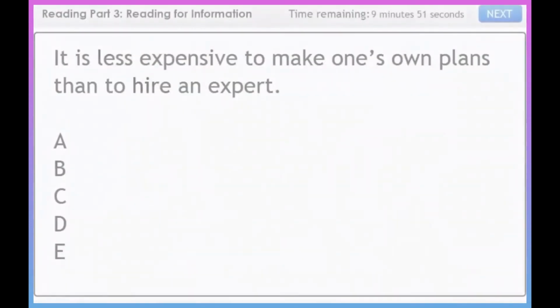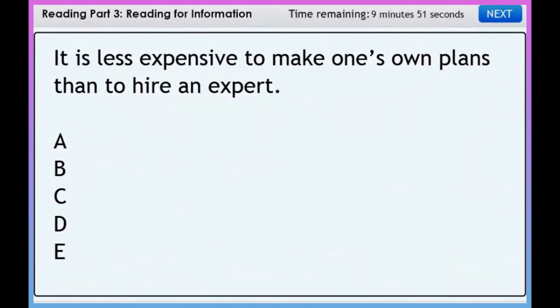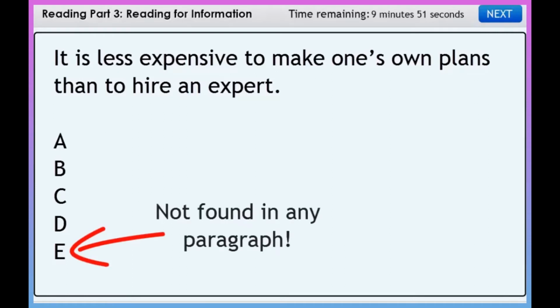Now let's try a question from this part. It is less expensive to make one's own plans than to hire an expert. A, B, C, D, E. Remember, if you select E, it means that the information in this statement isn't found in any paragraph.